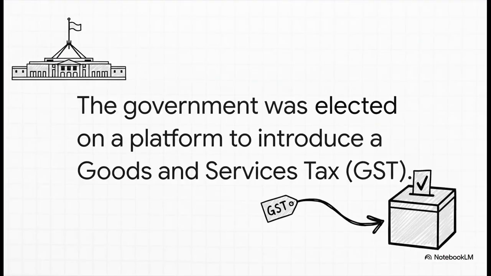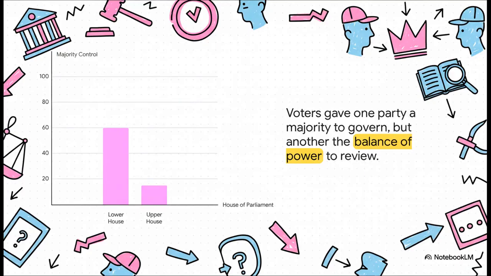Let's make this real. We're going to look at a classic case study from Australia. Back in the late 90s, the government's number one promise, the absolute core of their election platform, was to bring in a new tax called the Goods and Services Tax, or GST. So here's what the voters did. It's fascinating. They gave the government a solid majority in the lower house, the one that forms government. But in the upper house, the Senate, they gave the deciding votes, the balance of power, to a totally different, smaller party called the Democrats.